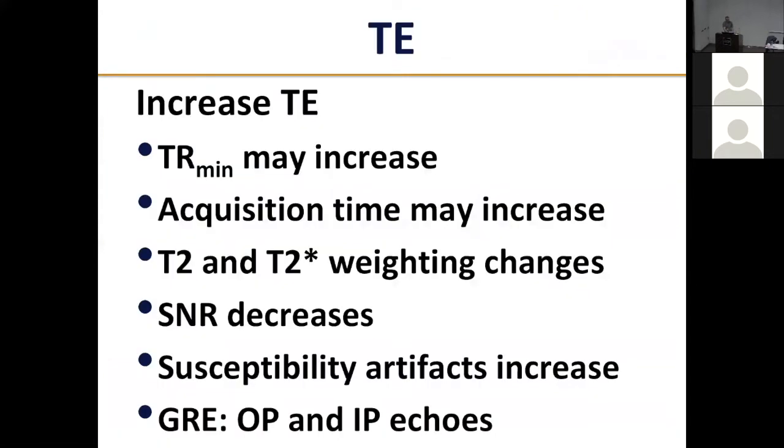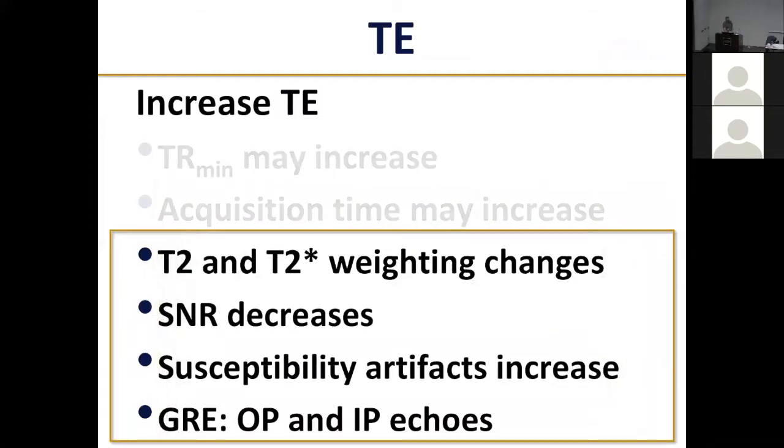Let's look at TE. Lots of things happen as we increase the TE, and they're listed here, but in the interest of time, let's focus on 4 things. As the TE increases, the T2 and T2 star weighting changes. Notice that I say changes, not necessarily increases or decreases, and I'll explain what I mean by that in a moment. As the TE increases, your SNR decreases. As the TE increases, susceptibility artifacts increase. And with TE, you can get out of phase and in phase, which we talked about in the last lecture, and we'll talk about it again briefly today.